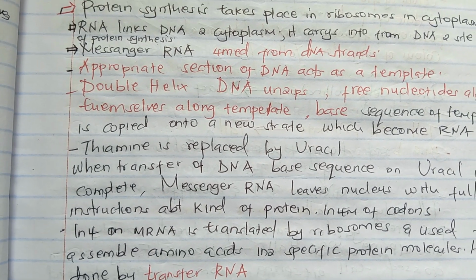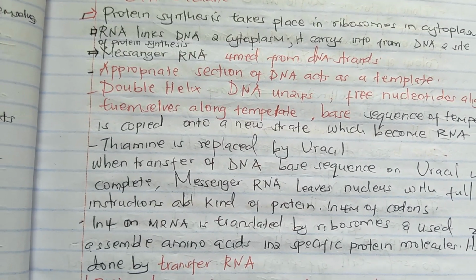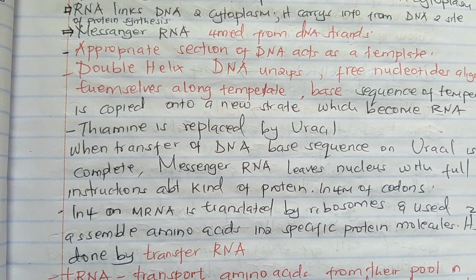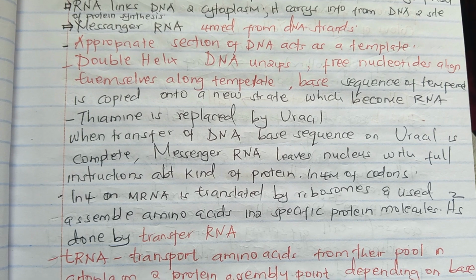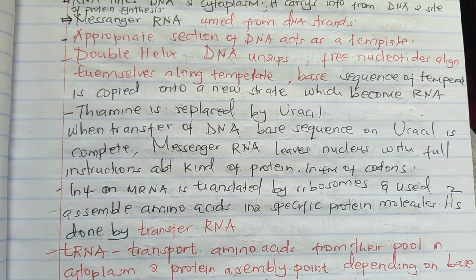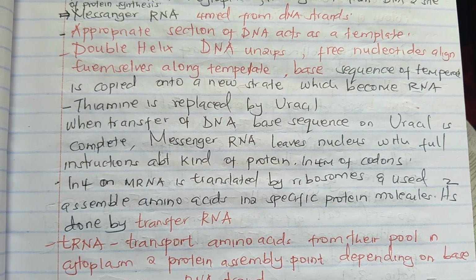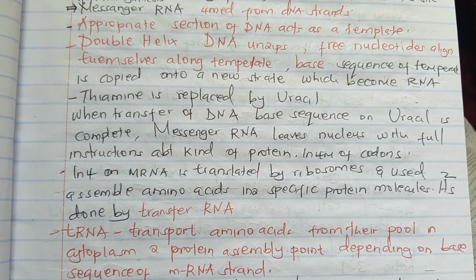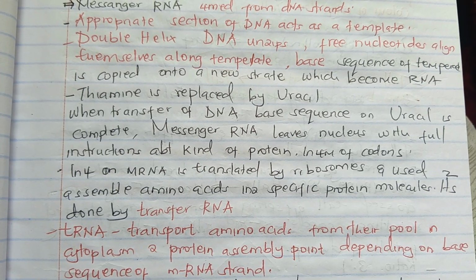It links the DNA. The messenger RNA communicates between the nucleus and the cytoplasm of the cell. So messenger RNA is formed from DNA strands, and the appropriate section of DNA acts as a template that is copied. The double helix then unzips, and the nucleotides align themselves along the template of the base sequence that is there. Then the base sequence is copied onto a new strand, which becomes RNA. For the RNA, thymine is replaced with uracil, so there is no thymine in RNA.